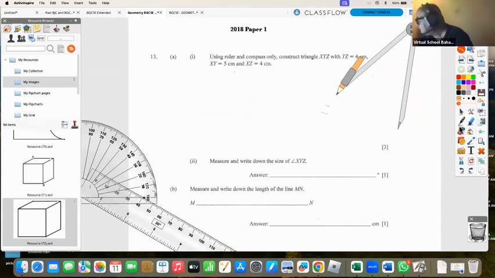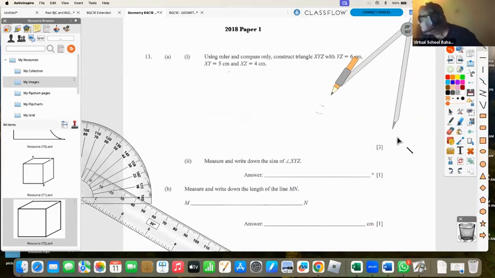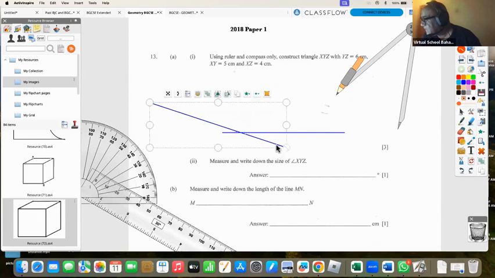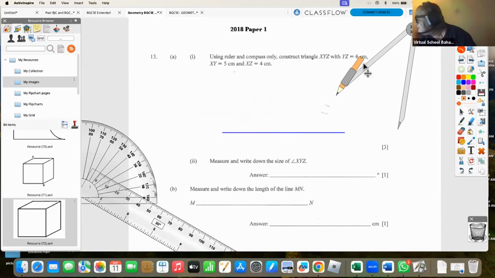So the first thing to do, we draw a line, and it doesn't matter how we draw the line. I can draw my line like that, longer than we need. It doesn't matter, right? But most time people like to draw this like this, okay? And so the first line we're gonna draw is 6 cm.